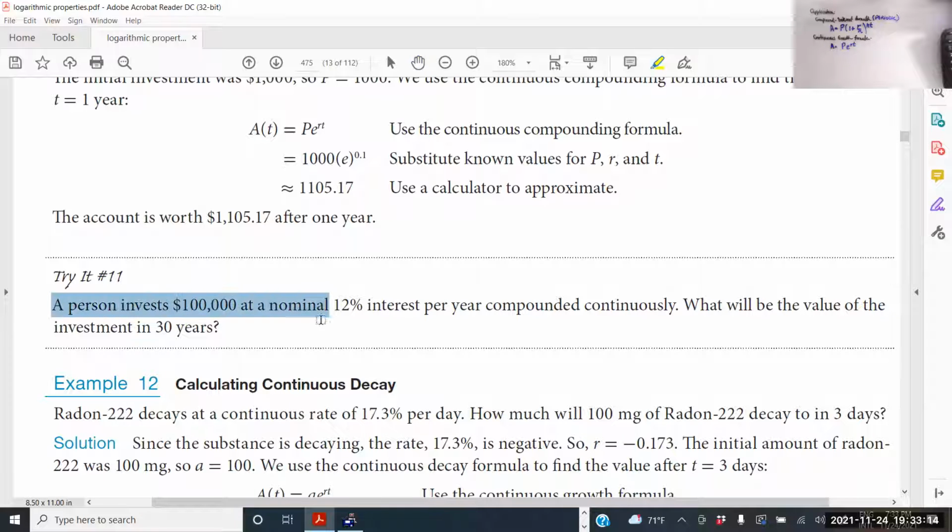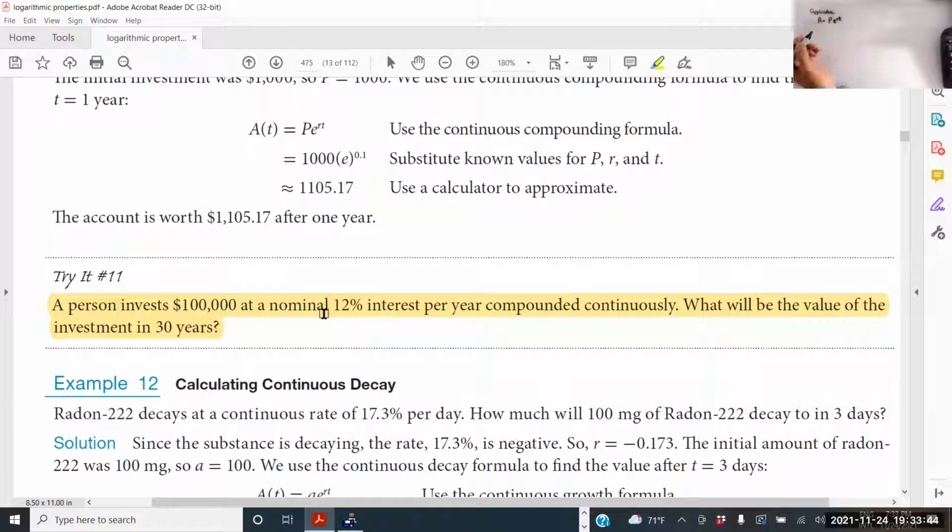A person invests, he's a millionaire. He invests $100,000 at 12% compounded continuously. Find the value of the investment after 30 years. That's a juicy investment. We just simply have to plug in the numbers. We just have to remember, first of all, the formula, A equals P e to the rt.